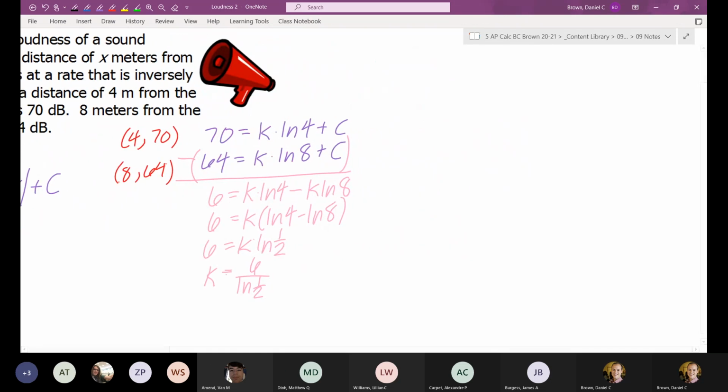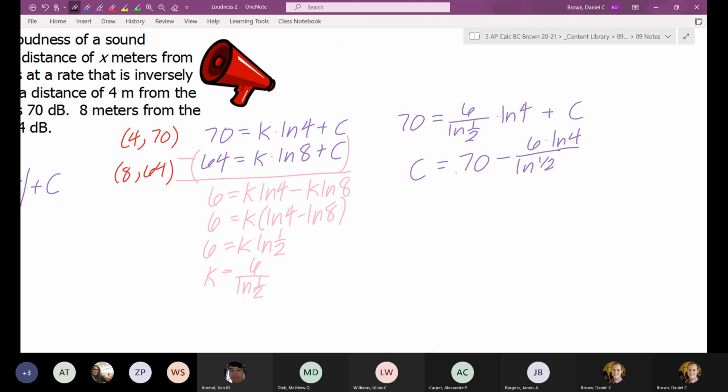Does it matter which equation you plug it into? No, I'm going to choose the top one. I just think the math is going to be easier with a 70 instead of a 64, just on having to subtract stuff. Again, it wouldn't matter which one you did, but I have 70 is equal to k times the natural log of 4 plus c. So what is c equal to? c is equal to 70 minus the 6 over the natural log of 1/2 times the natural log of 4. Not a pretty looking c, but it's a c nonetheless.